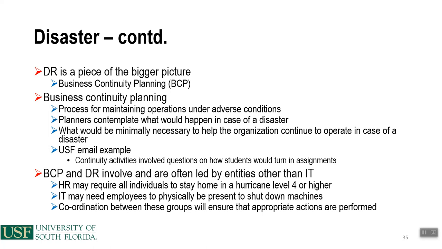BCP and DR involve and are often led by entities other than IT. So it goes beyond IT and goes into business processes as a whole. So HR may require all individuals to stay at home in a hurricane at level 4 or higher. IT may need employees to be physically present to shut down machines, and coordination between these groups will help ensure that the appropriate mechanisms and appropriate actions are being put into place. And that's where communications really become critically important.